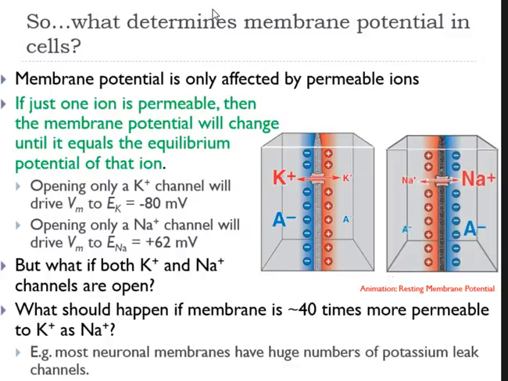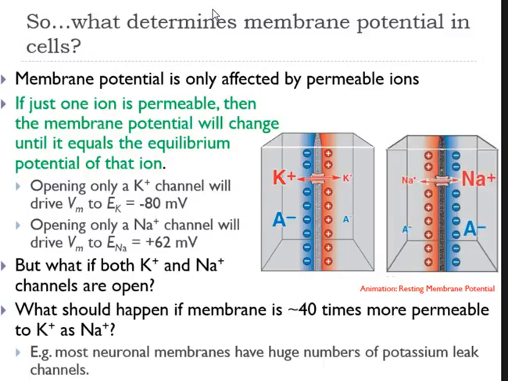And therefore, potassium is going to drive most of the change in voltage, because there are many more positively charged potassium ions flowing out of the membrane than there are sodium ions coming in, just because there are so many more channels for potassium. So potassium gets the biggest say in what the membrane potential will be, is a way to think about it. Okay?